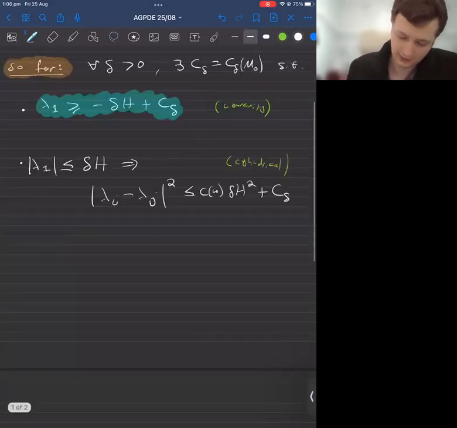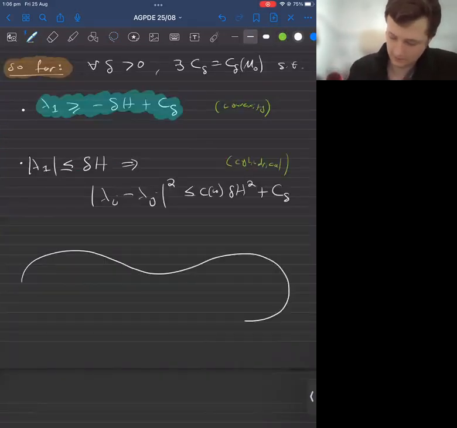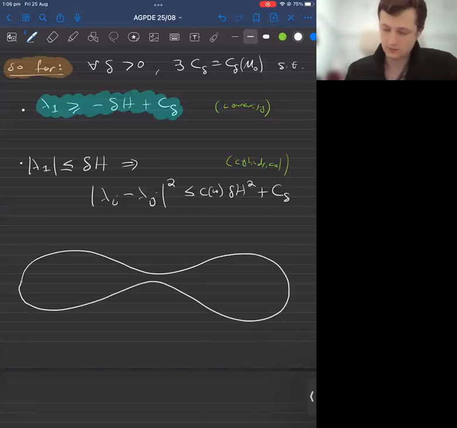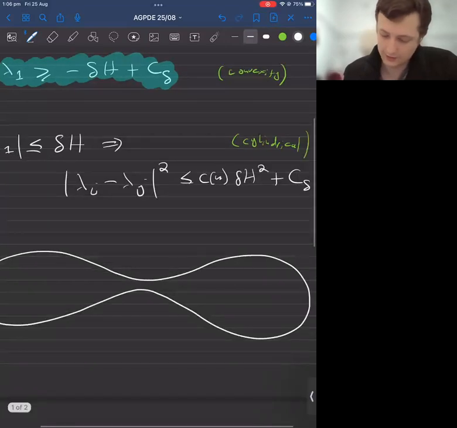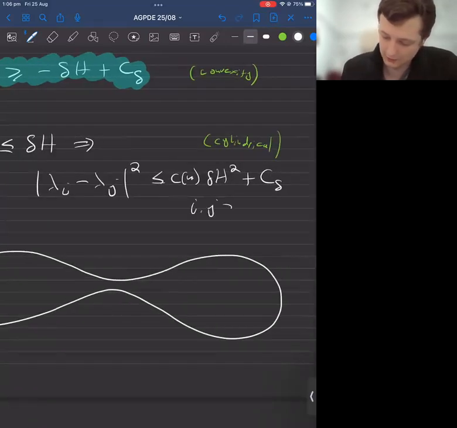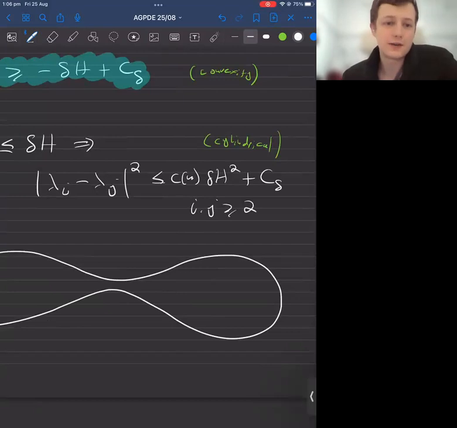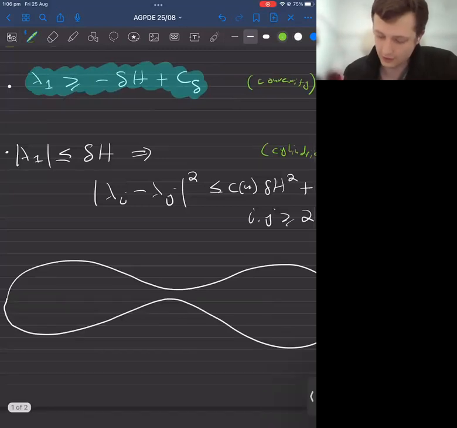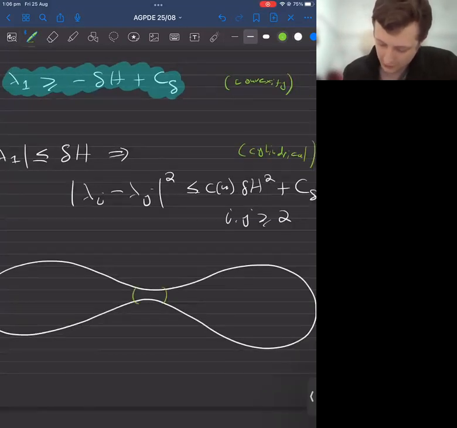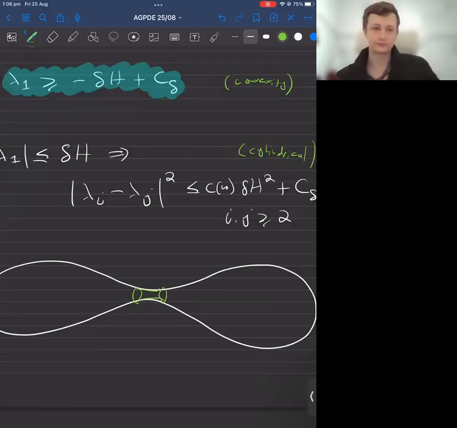This is a cylindrical estimate. And so the idea is, when the curvature gets very big, the eigenvalues, this would be i, j larger than or equal to 2, the eigenvalues in the other directions are going to become very close. And so intuitively, we're going to expect a cylinder forming here.